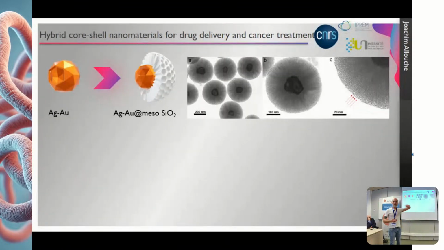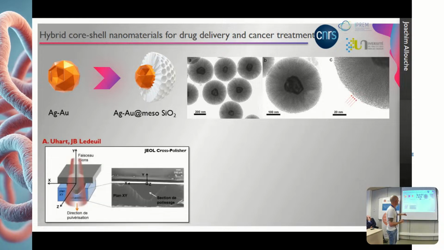After this step, we coat a silica shell around the gold core to obtain this type of particle with a very porous structure and with tubes that come from the center of the particles. Typically, we wanted to obtain these tubes, and after that functionalize them to close the pore and put a drug inside. We also wanted to characterize the interface inside the particles.